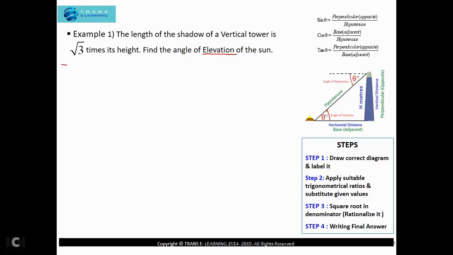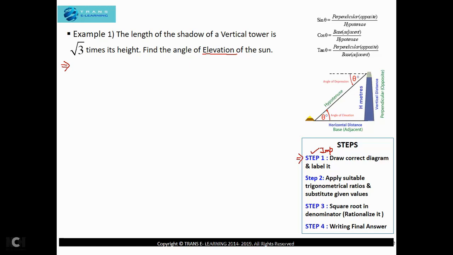So in order to solve this question, we need to follow these steps. The first step is to draw a correct diagram and label it. This step is very important, because if you are not able to make the diagram correctly, then the whole question will be wrong, because you'll be doing calculation based on that wrong diagram. So making the correct diagram will solve 50 to 60% of the problem.